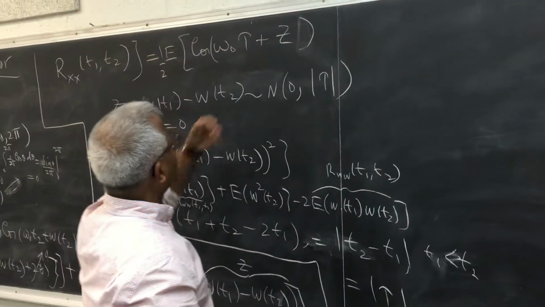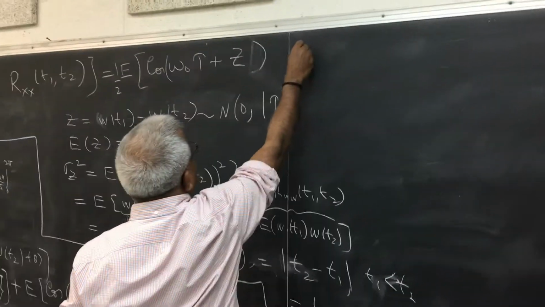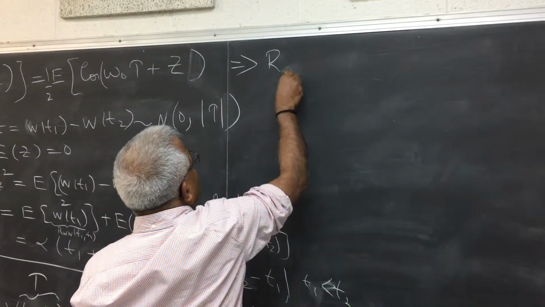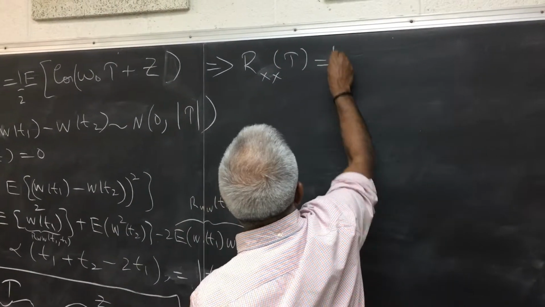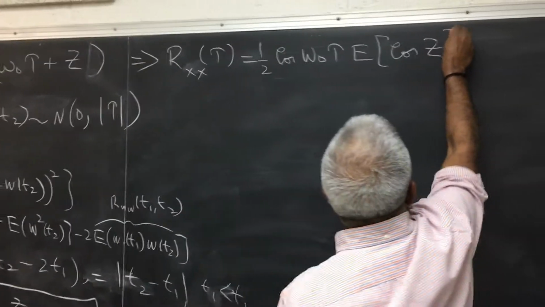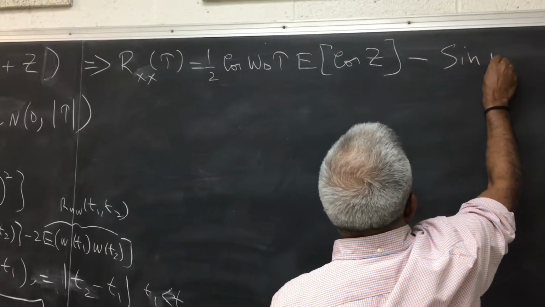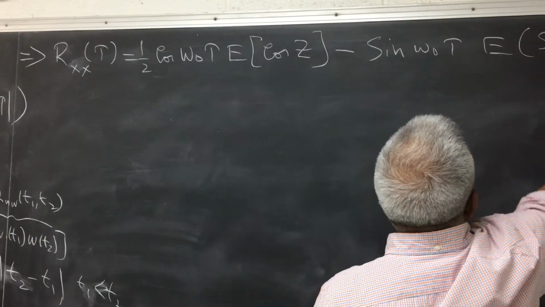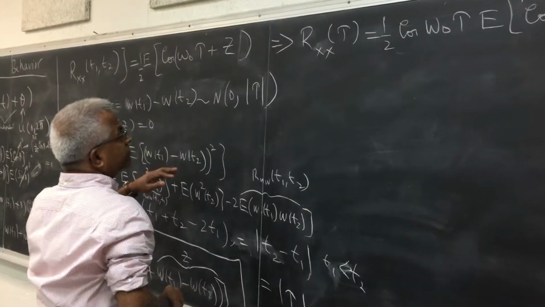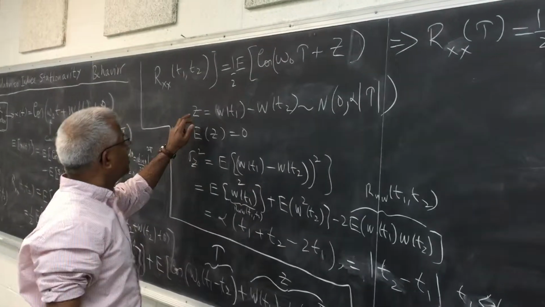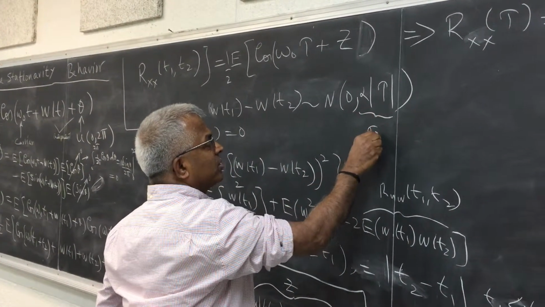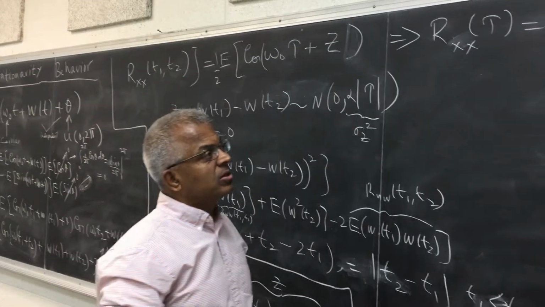But the question is, how do you evaluate this? If you keep expanding, first of all, this concludes that the output is wide-sense stationary. I can write at this point R_xx(tau) as, if I expand that, half cos(omega naught tau) times the expected value of cos z, minus sine(omega naught tau) times the expected value of sine z. There is a half here, but notice that z is a normal random variable with zero mean and variance alpha tau.